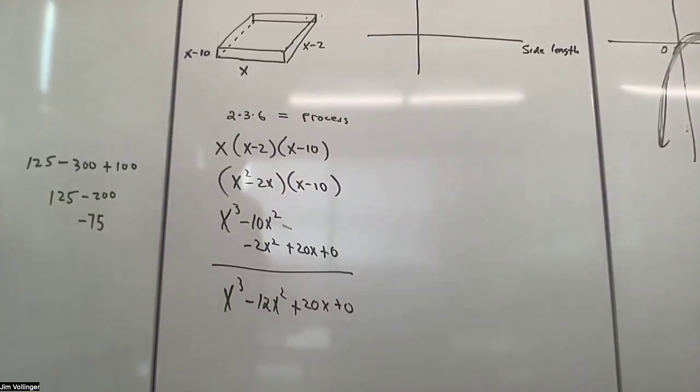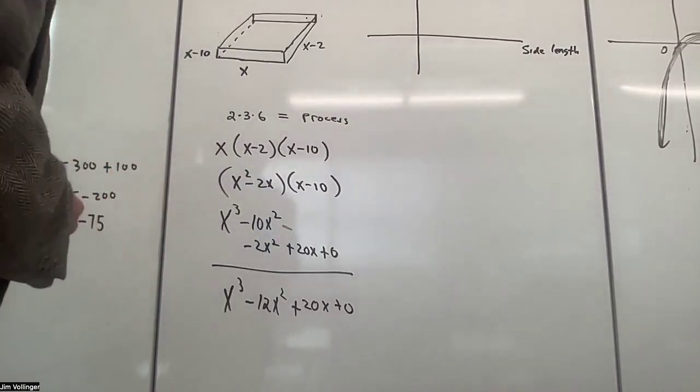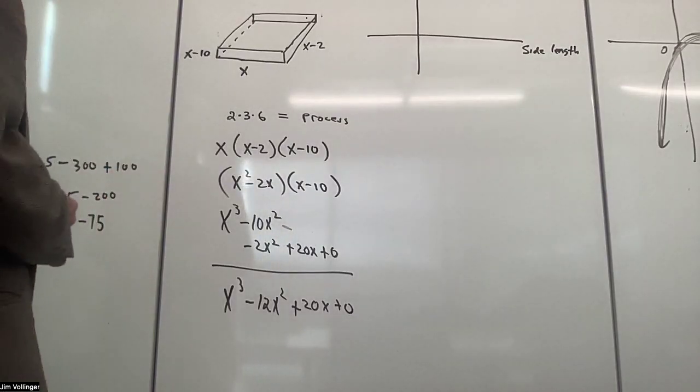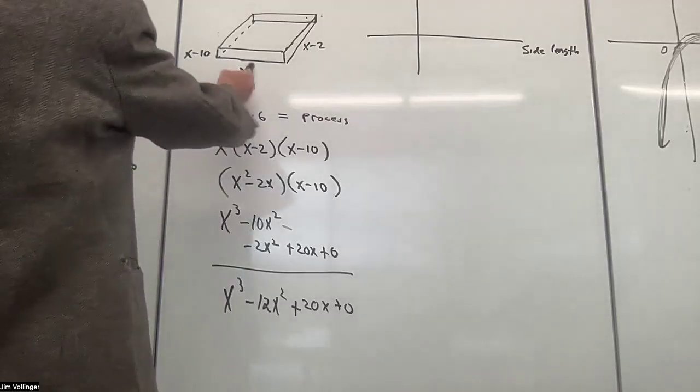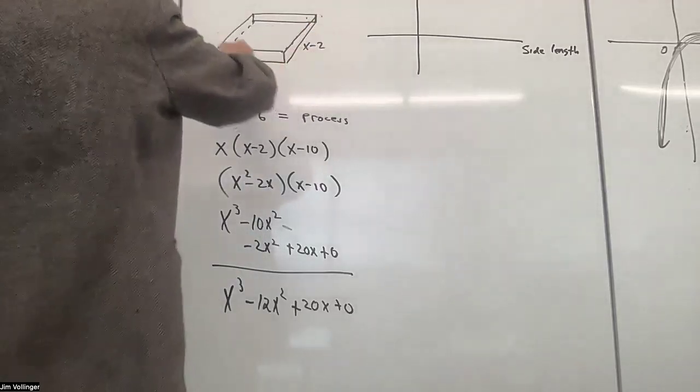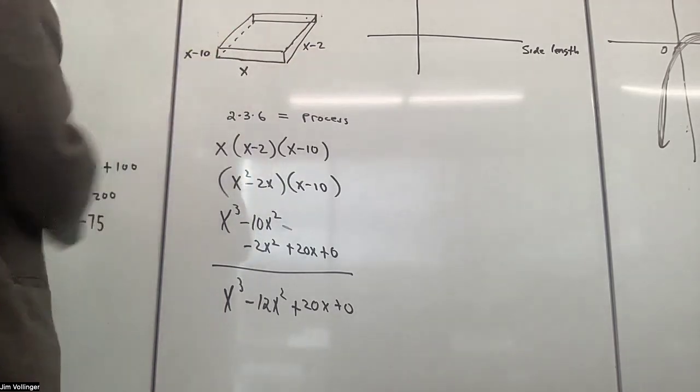Let's have a box whose volume's changing. And it's not a perfect cube anymore. We've got a length of x. We shorten it by 2 units. We shorten it by 10. And we get this kind of flat box.